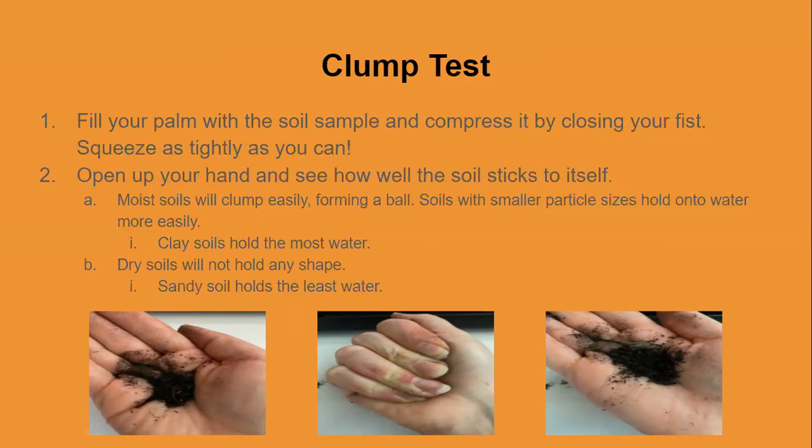Dry soils will not hold any shape. So sandy soil holds the least water. You know, if you go to the beach by the ocean and you pick up a clump full of sand, unless it's recently been hit by the ocean, you pick it up and you notice how dry it is. And in my example here, you can tell that the soil I had was quite dry. It did not clump at all.